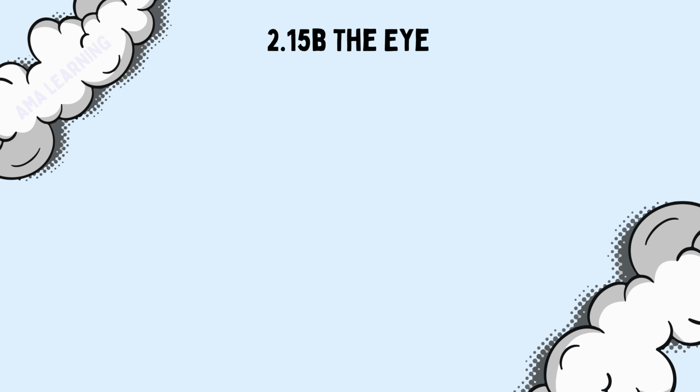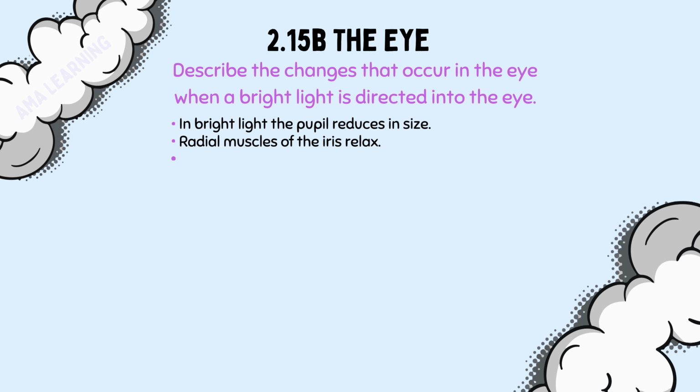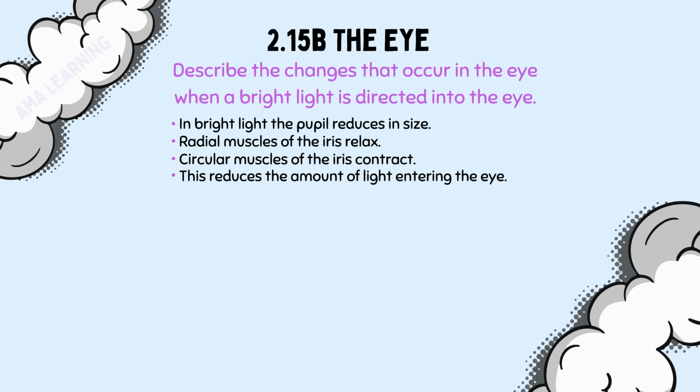Let's try one more exam-style question. The question is asking us to describe the changes that occur in the eye when a bright light is directed into the eye. We have learnt that in bright light, the pupil reduces in size. Radial muscles of the iris relax. Circular muscles of the iris contract. This reduces the amount of light entering the eye.